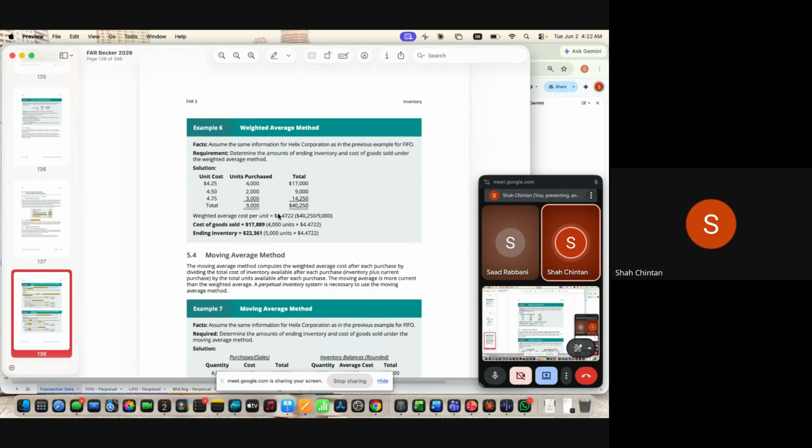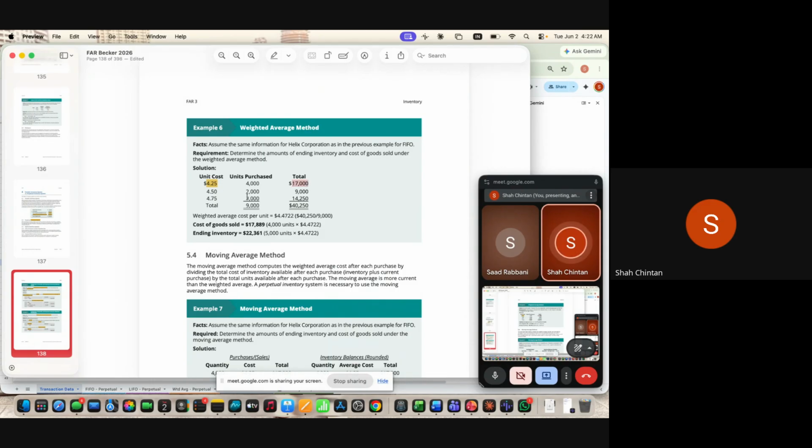you assume whatever purchases you are doing through the entire year, and you divide by the total number of units you purchased and get one weighted average rate. So for example, we are keeping the same information which we had in the last question. So first you purchase 4,000 units, it has a value of 4.25. So this gives you an inventory of 17,000.